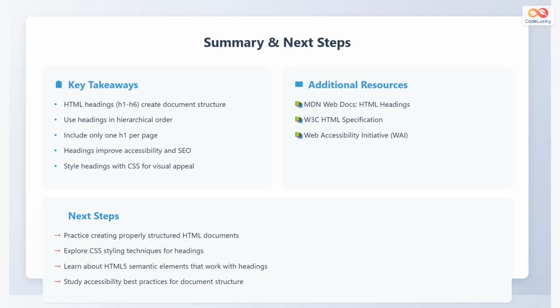Here are some additional resources: the MDN web docs on HTML headings, the W3C HTML specification, and the Web Accessibility Initiative. Here are your next steps. Practice creating properly structured HTML documents. Explore CSS styling techniques for headings. Learn about HTML5 semantic elements that work with headings. Study accessibility best practices for document structure.